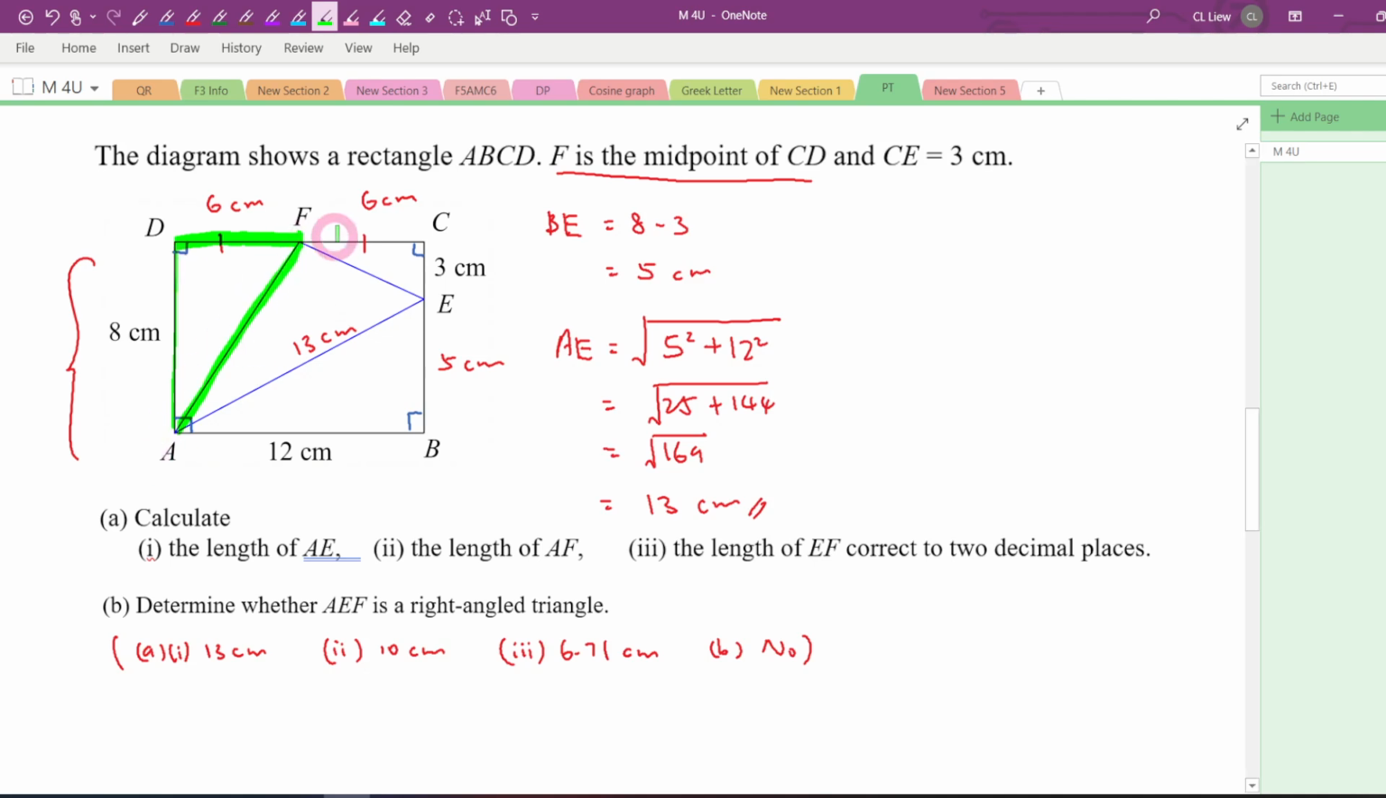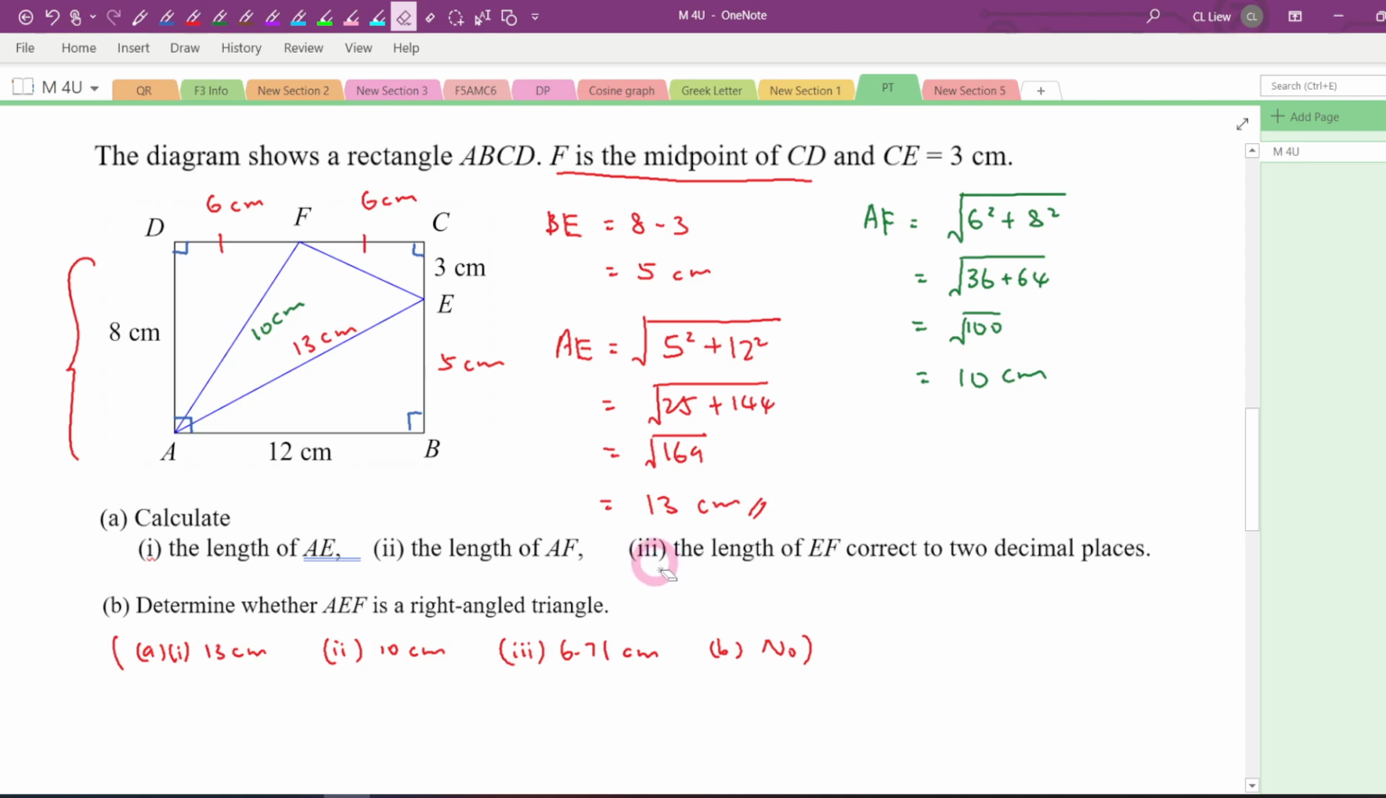So we want to find AF. Now we want to find length AF, ask yourself, is this short or long? Opposite right angle, long. So we plus. AF is equal to the square root of 6 square plus 8 square. So this is 36 and this is 64, which is equal to 100, square root of 100 is equal to 10. Okay, so this is 10 centimeter.